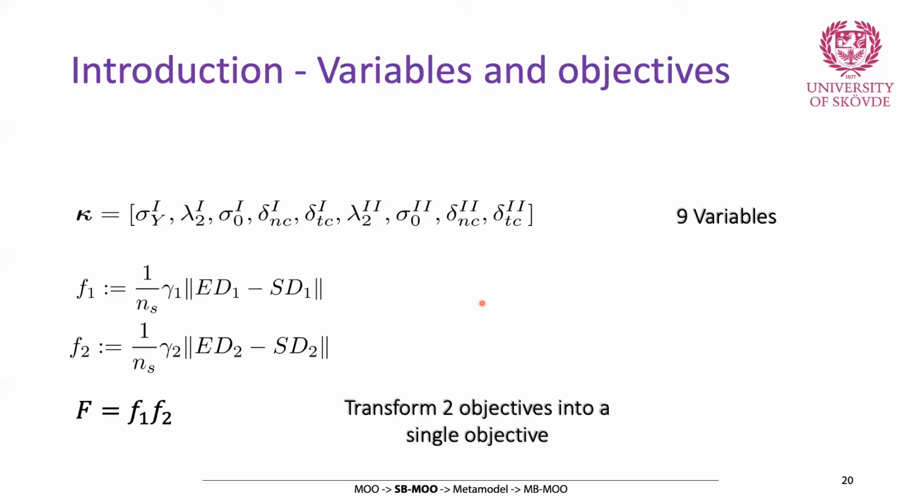So this study has been done before by one of our colleagues here in the mechanical department. But in that study, they used an a priori approach. They transformed the two-objective optimization problem into a single-objective optimization problem by using the product of these two. They ran the optimization and found one optimal solution, which is a set of variables.